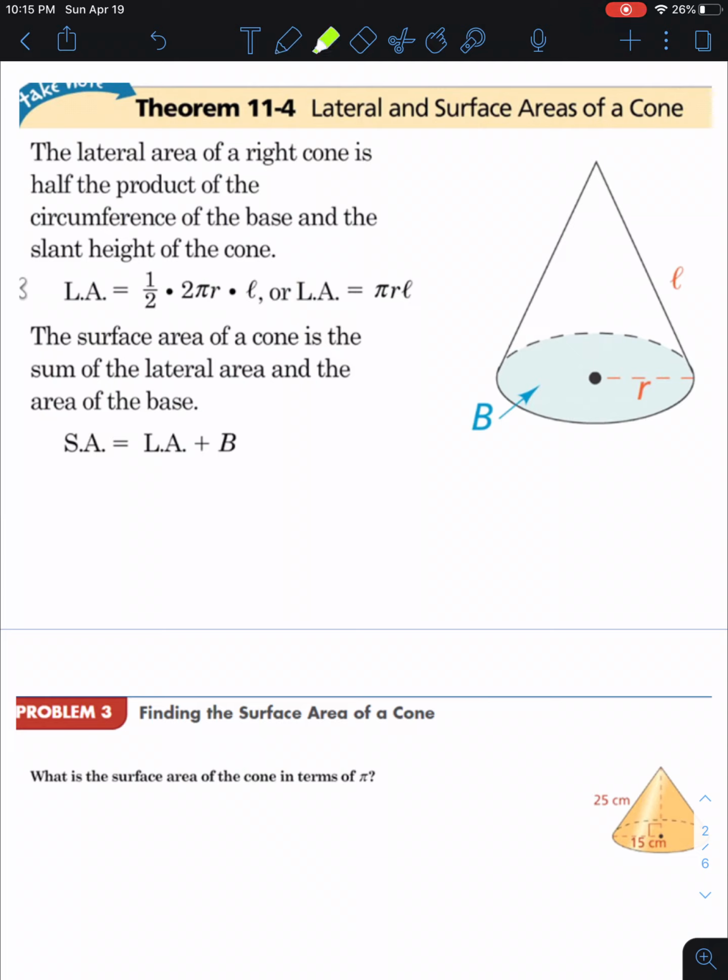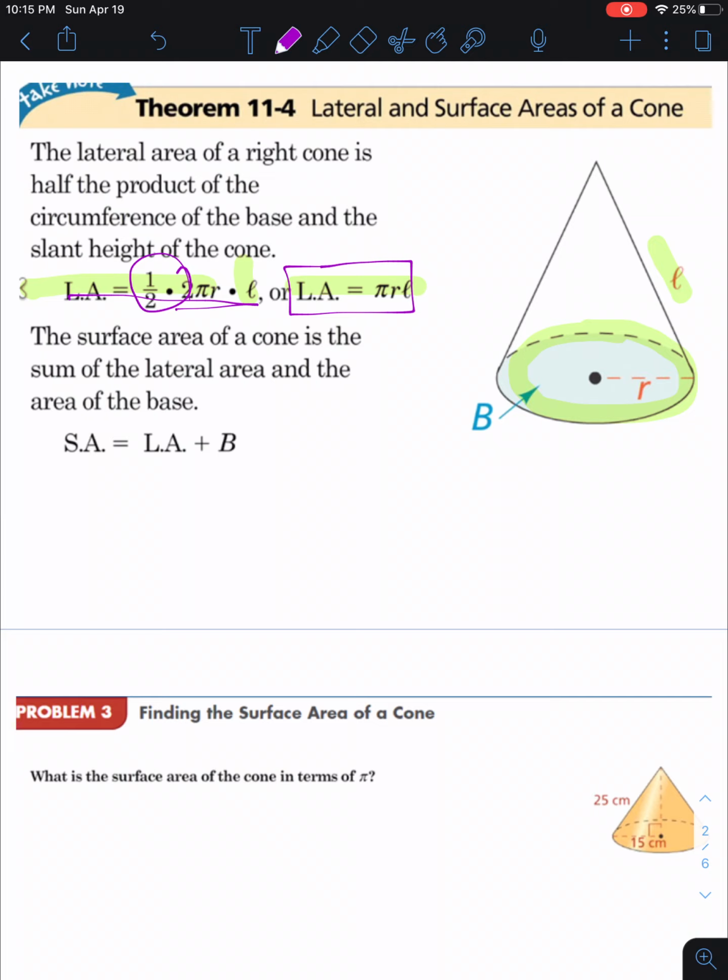The formula for the lateral area equals 1/2 times 2 pi r, which is the circumference or perimeter of the base, and that's a circle, 2 pi r, times L, the lateral height. This would be 1/2 times P times L if this were a pyramid. Or LA equals pi r L, because 2 times 1/2 is 1, and then you're left with pi r L. We could use that as our formula, or you can use this if it's helpful to remember it.